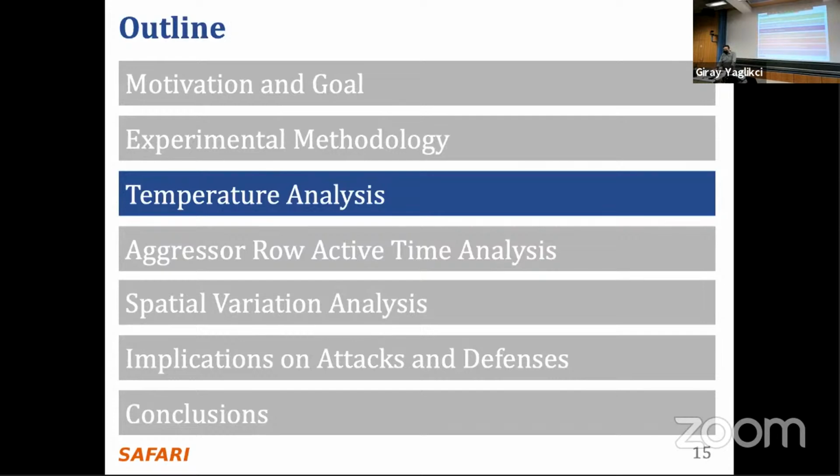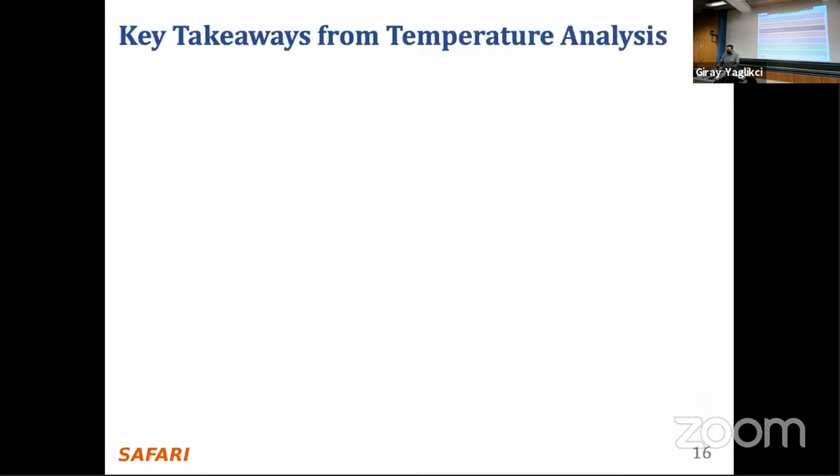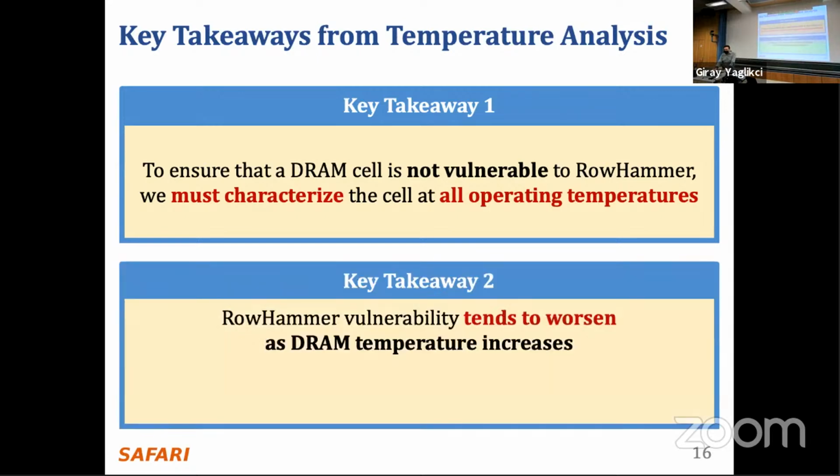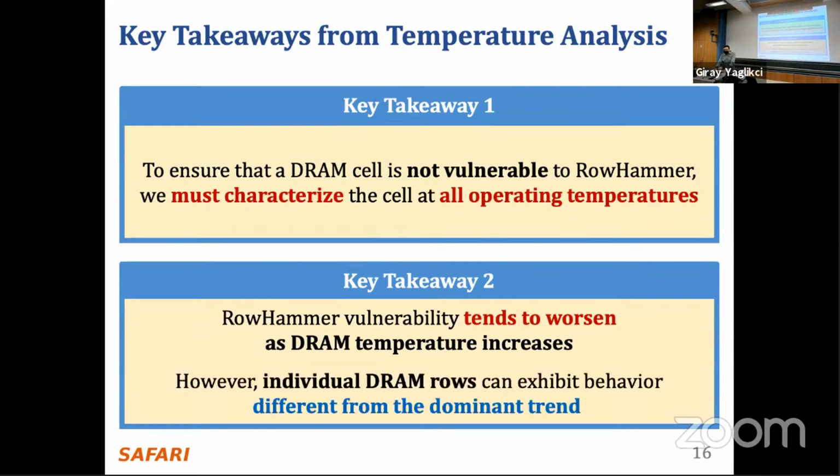So the first analysis is about temperature. In this analysis, we provide 2 key takeaway lessons. First, to ensure that a DRAM cell is not vulnerable to RowHammer, we must characterize the cell at all operating temperatures. And the second one is RowHammer vulnerability tends to worsen as DRAM temperature increases. However, individual DRAM rows can behave differently than the dominant trend.